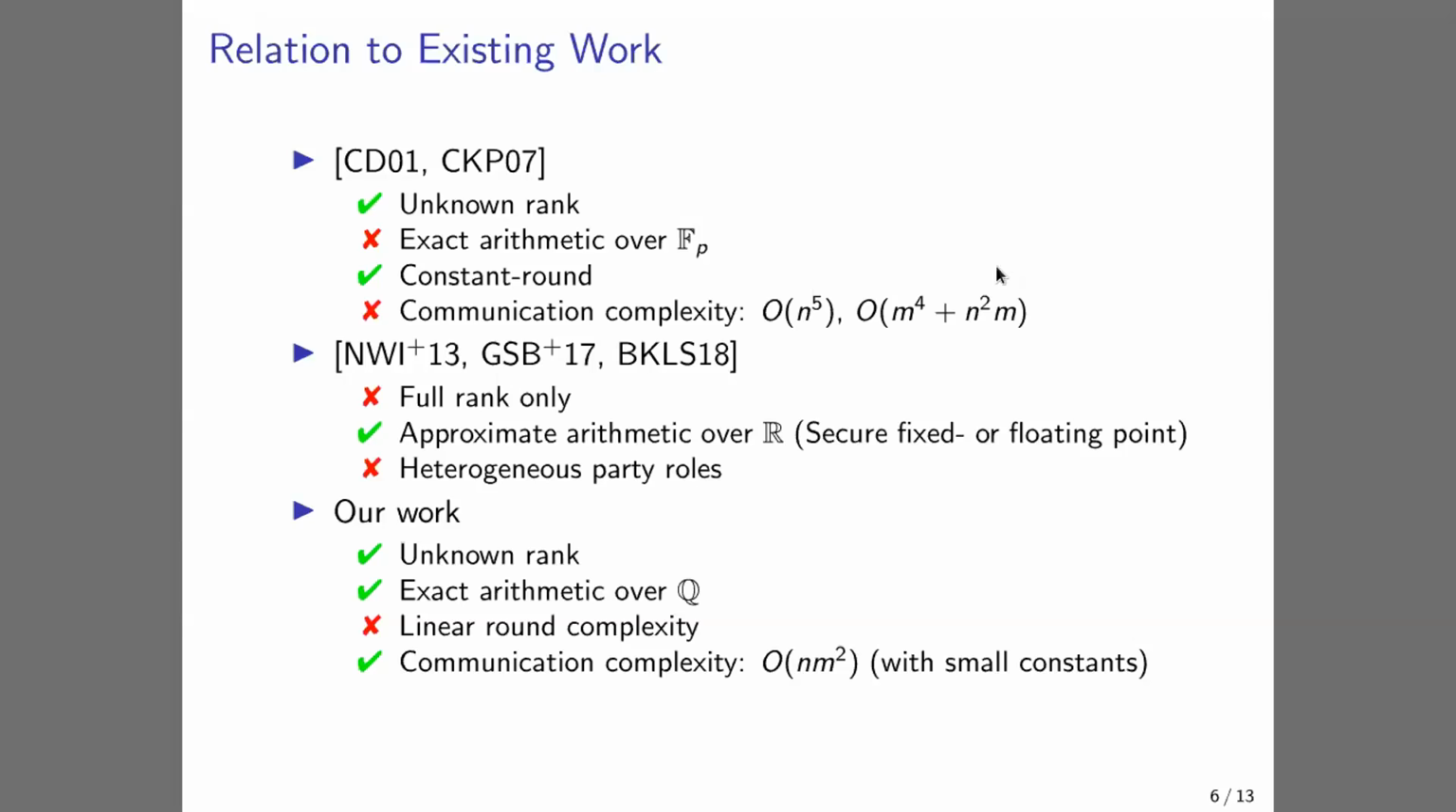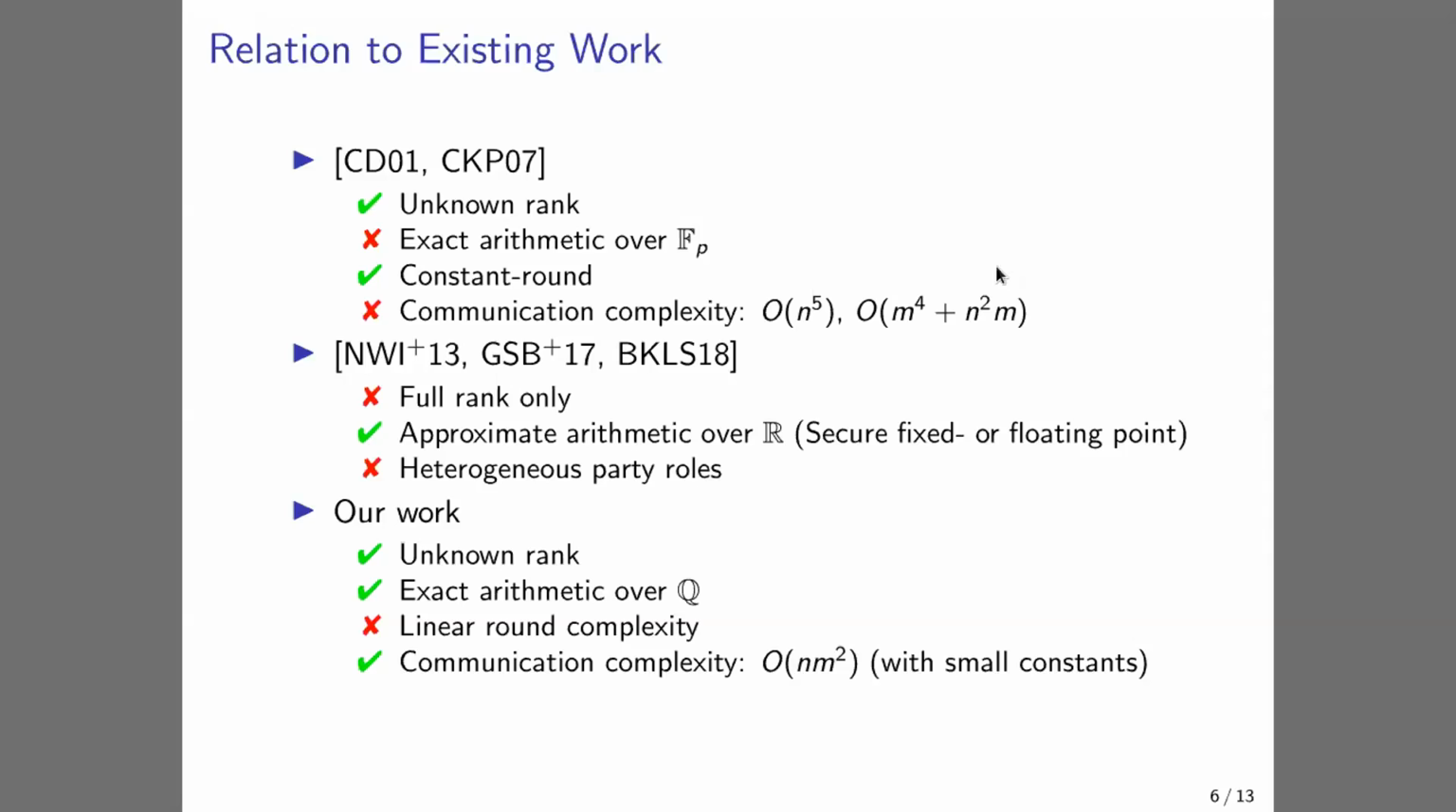Now, for our work, we would like to achieve the same level of generality as Kramer and Dampoort, but we would also like to target real numbers, and we do that by performing exact arithmetic. It's exact arithmetic that can be interpreted as a result over rational numbers. We also have no special structure assumptions on the input matrix or any special party roles.